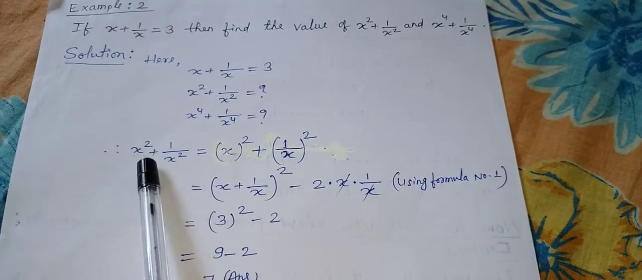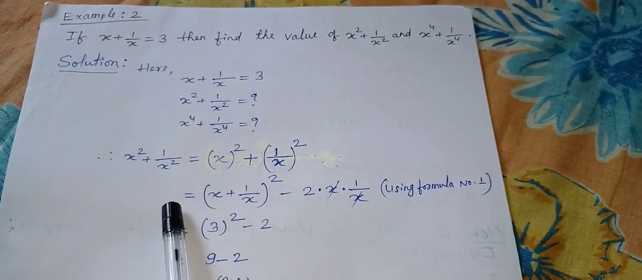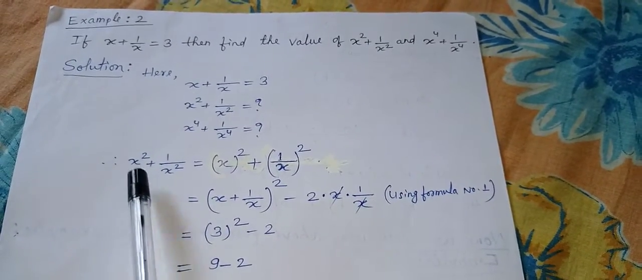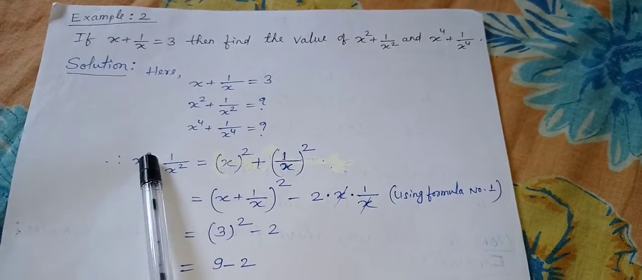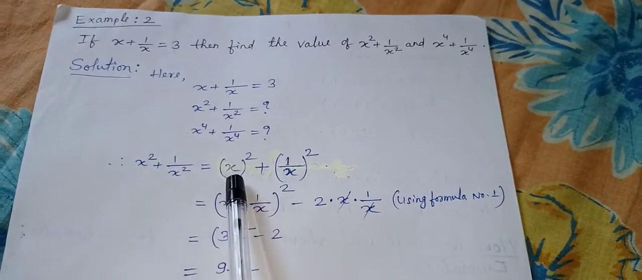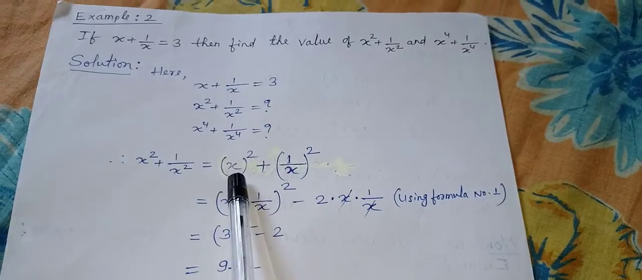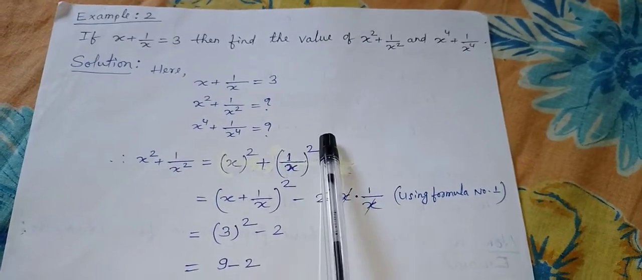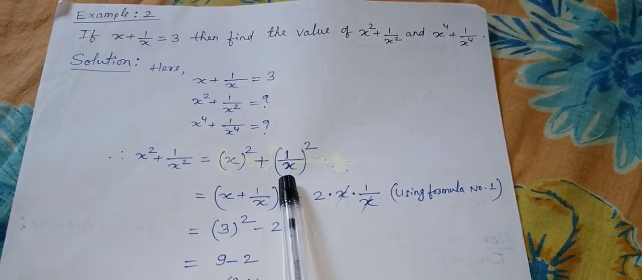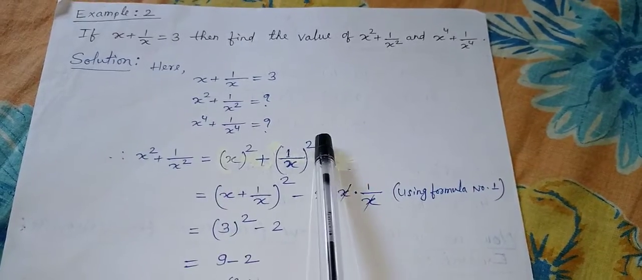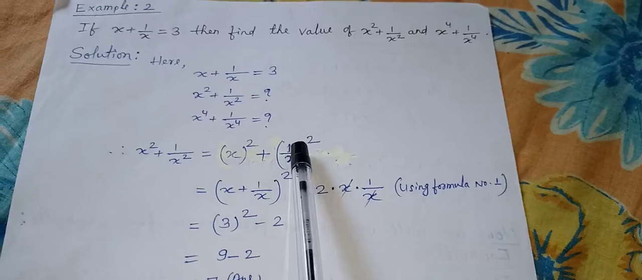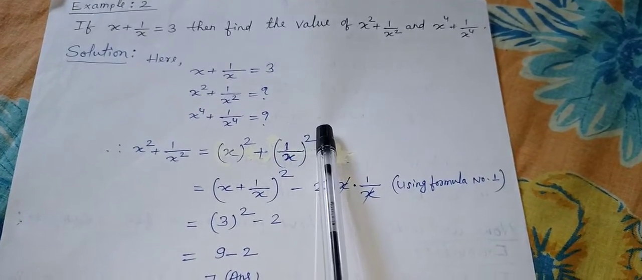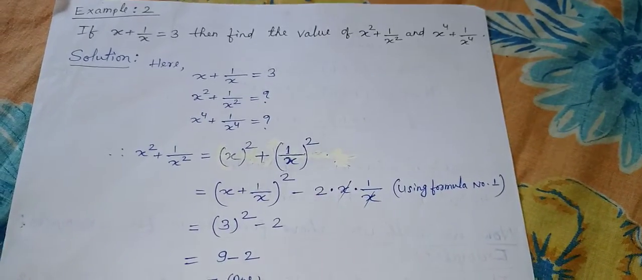So I will begin from x square plus 1 by x square. I can say that this is a formula of a square plus b square, where a is x and b is 1 by x. You can see here x square means a is x, and 1 by x whole square means 1 by x is b. Here this square I have taken to the top, and as there is 1 only, 1 square also is 1. So 1 by x has become now b.